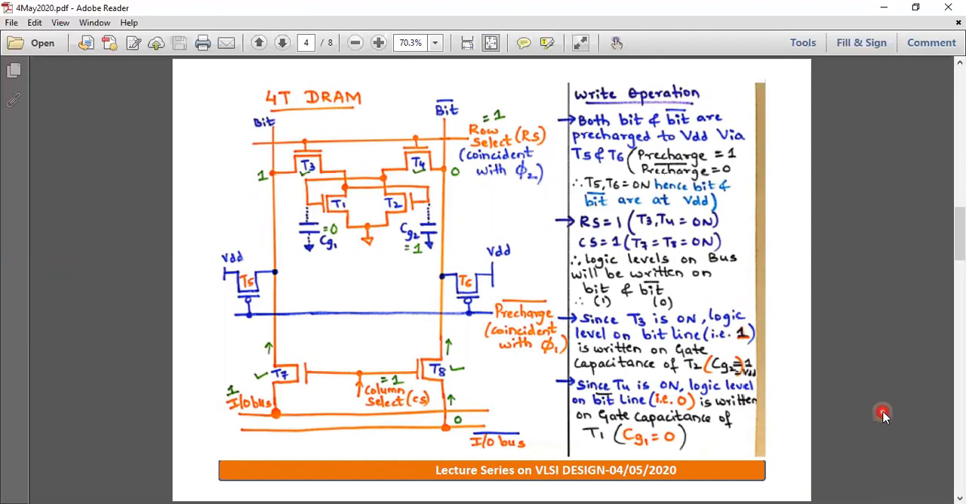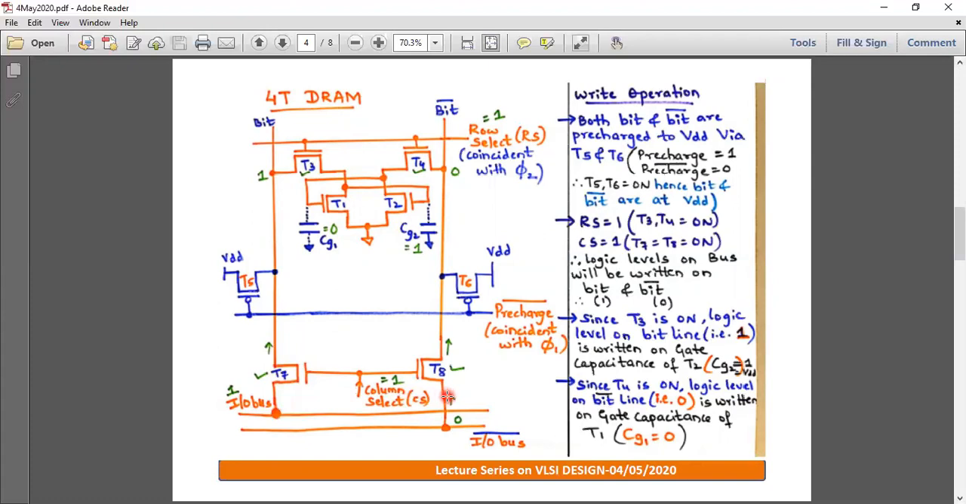This DRAM architecture uses 4 transistors to store 1 bit of information, whereas 3T DRAM uses 3 transistors to store 1 bit of information, and similarly 1T DRAM uses 1 transistor to store 1 bit of information. So in 4T DRAM, we need 4 transistors, T1, T2, T3 and T4. These 4 transistors will store 1 bit of information.